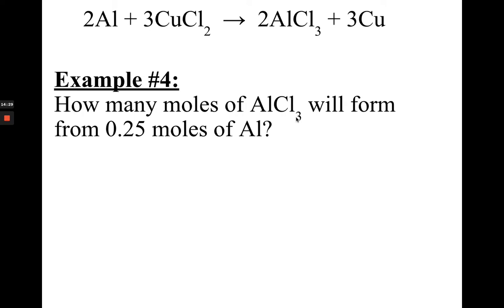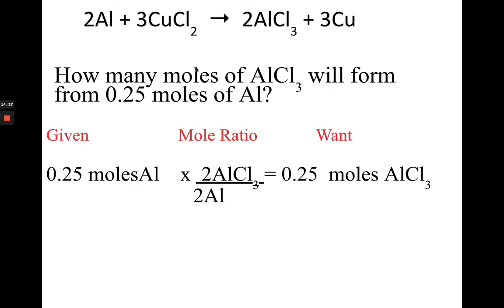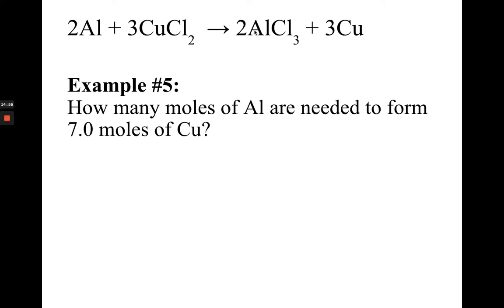How many moles of aluminum chloride will form from 0.25 moles of aluminum? Now, let's look at the ratio here. It's 2 to 2. This should be an easy one, but we're going to set it up the same way. 0.25 moles of aluminum, and here's our mole ratio, which is 2 to 2, so 0.25 moles of aluminum chloride. So if I start with 0.25 moles of aluminum, then I'm going to get the same number of moles of aluminum chloride. Okay? All right, let's look at one more example.